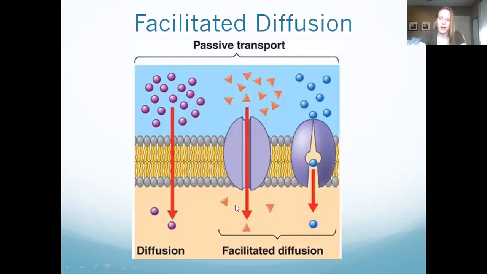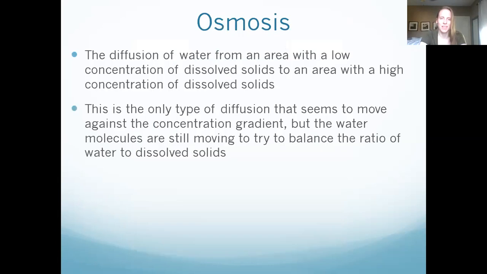So this is just kind of comparing what this would look like. Again, with just normal diffusion, those molecules can go from high to low concentration straight through that phospholipid bilayer of the cell membrane. But if you have molecules that are either too big or that are hydrophilic, they will have to go through one of these protein channels or transport proteins instead. That is facilitated diffusion. They're still going from high to low concentration though.